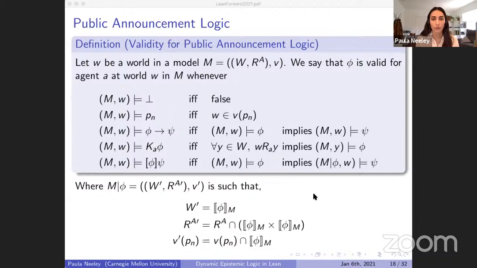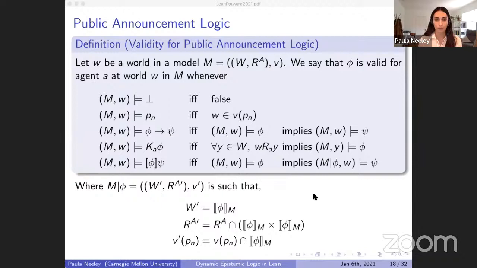Public announcement logic needs an extra clause for the update operator bracket phi psi. The effect of the public announcement of phi is that it restricts the model to all and only those states where phi holds. So at the bottom here, you can see the new model is a restriction of the old model, where the new worlds are only the worlds where phi holds. The new relation is the old relation intersected with the Cartesian product of the set of worlds where phi holds. And the new valuation is the old valuation intersected with the set of worlds where phi holds.